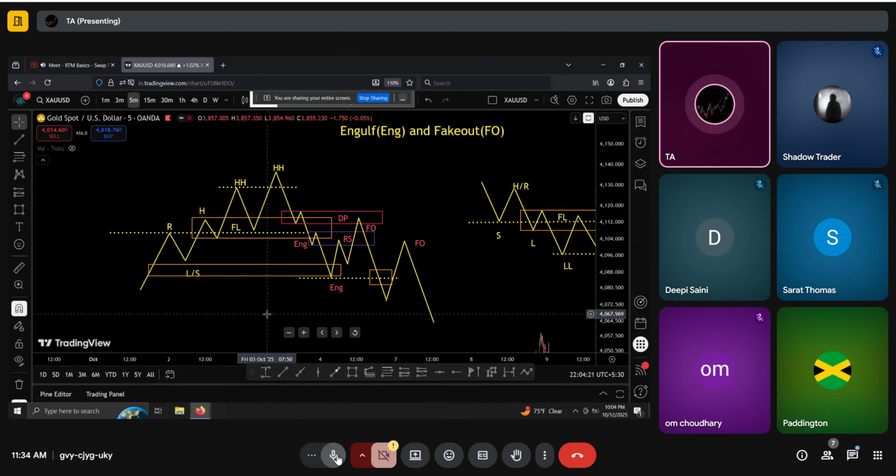So we must find the right side of engulf and the right side of fake out to stay in the right direction. The whole game of RTM trading revolves around this, right? If you successfully find engulf and fake out, you will always be profitable. If not, you will be trapped, right?